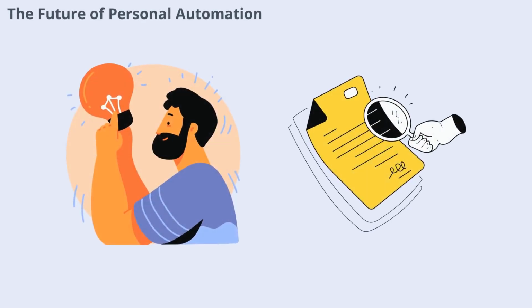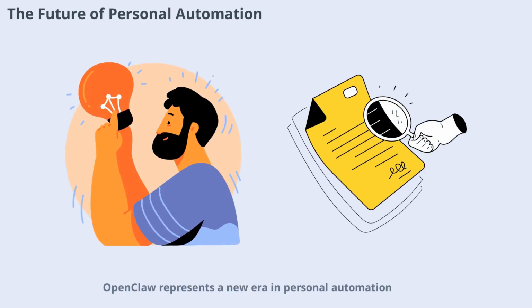OpenClaw represents a new era in personal automation. With just a few clicks and a modest investment, anyone can have a powerful AI agent running 24/7, handling tasks and making life easier. As the ecosystem grows, expect even more integrations, smarter workflows, and tighter security. For developers and tech enthusiasts, the future is bright, and OpenClaw is leading the way, ready to let an AI agent run your digital life.